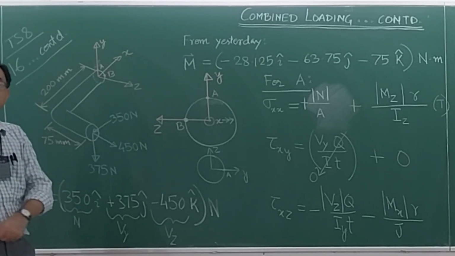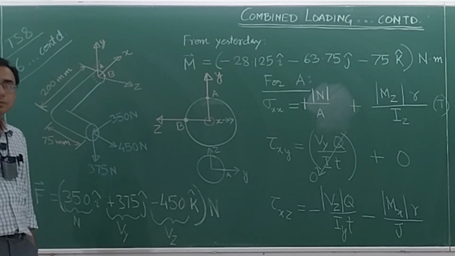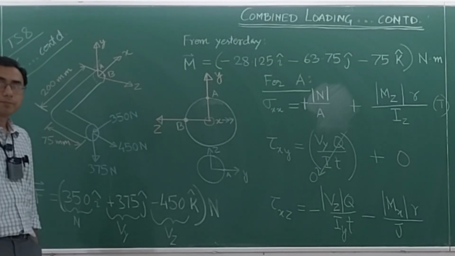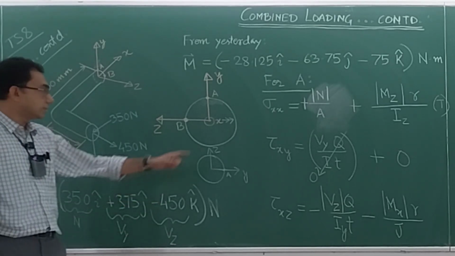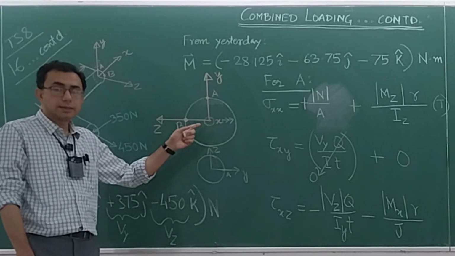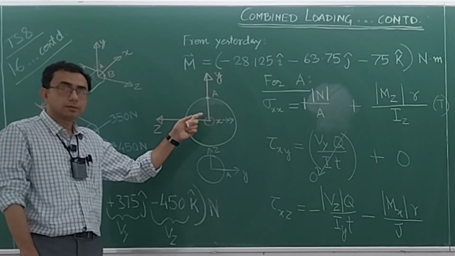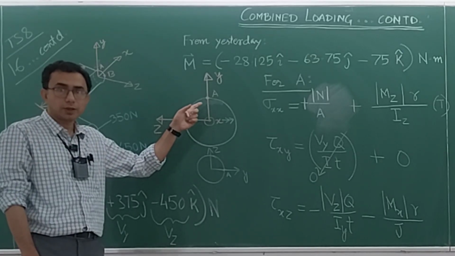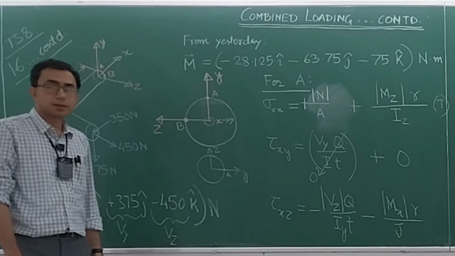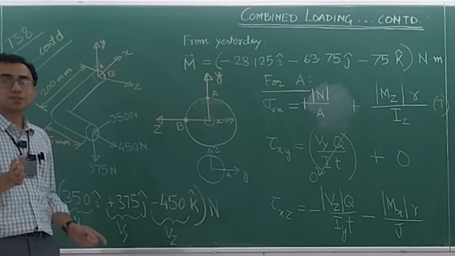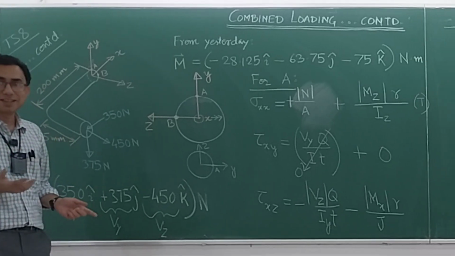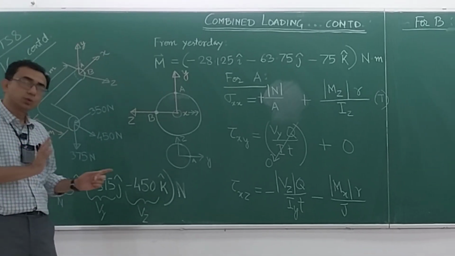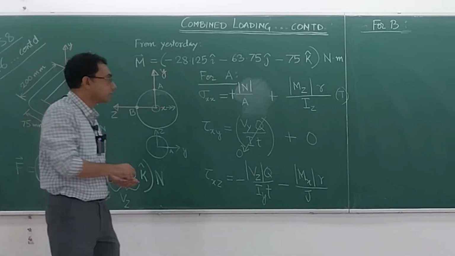This tau xy due to torsion, there will not be any tau xy. So if you have this kind of a circular geometry, only due to torsion it is not possible to have the tau xy. But don't remember it like this, because the coordinate axis may be changed. So just do the problem as it comes to you.